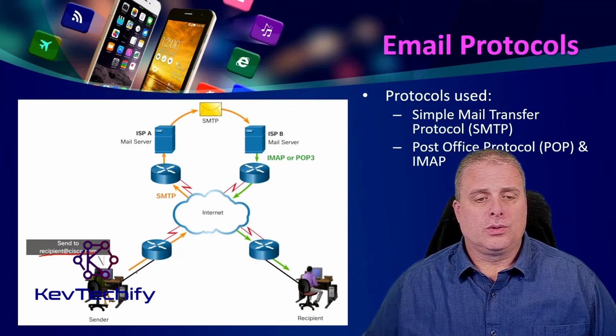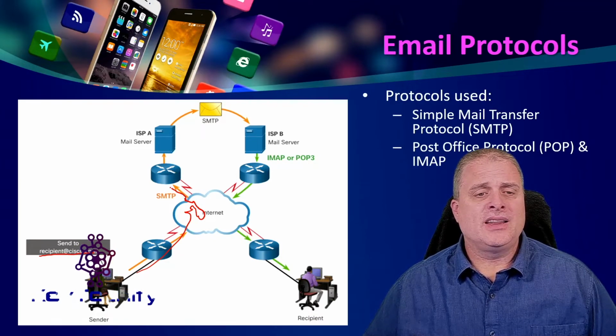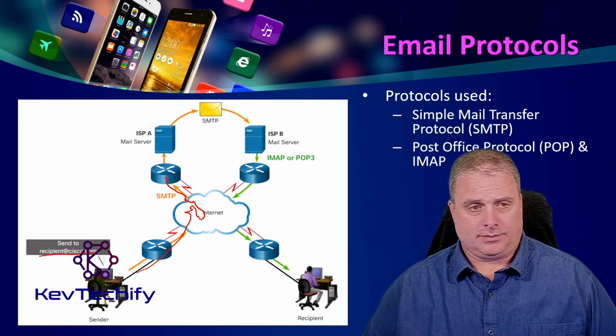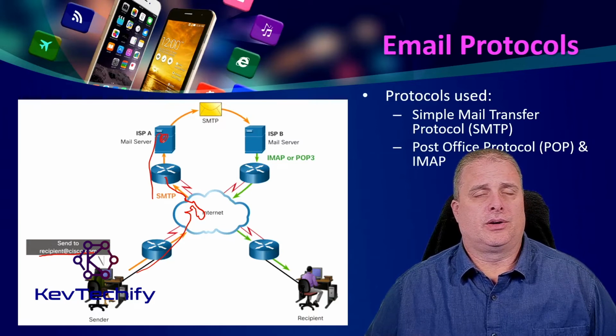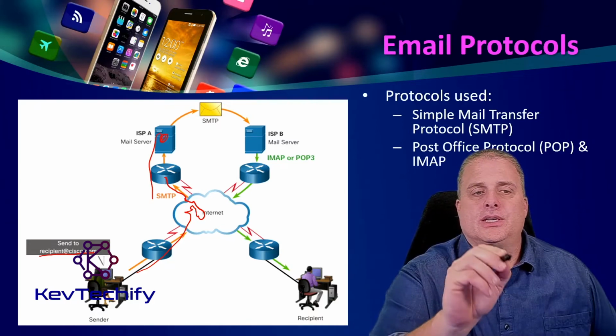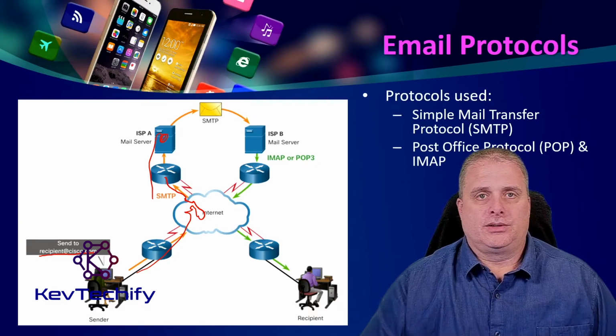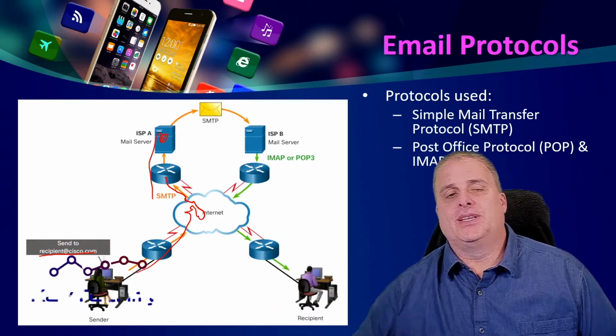On their computer, they write this email, they send it out, and it goes out through their local router, across the internet, bounces around, finally gets to the edge router where your email server is at, gets to your email server right here. And then the email server sends it from your email server to the recipient's email server.